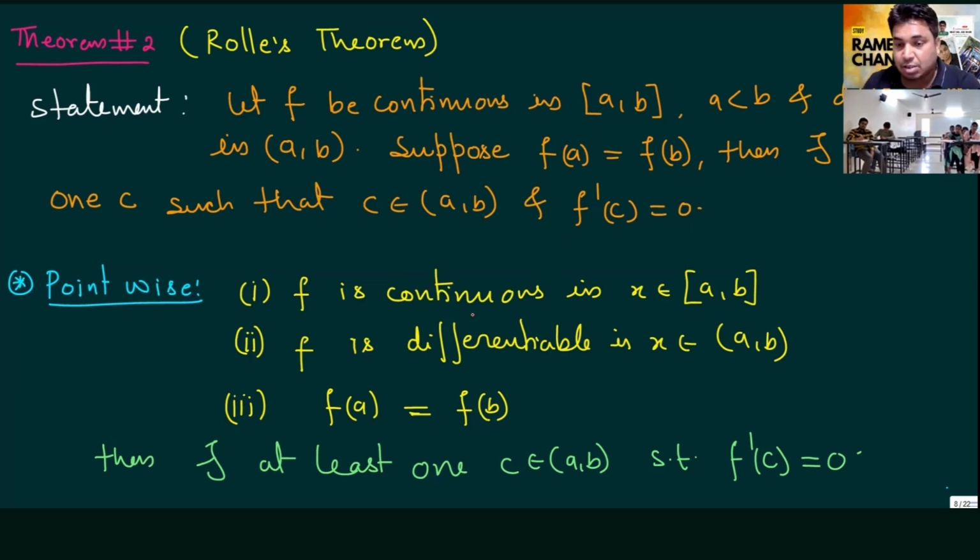So what are the three main conditions to fulfill the statement of Rolle's theorem? Let's understand it point-wise, very clearly. First, f is continuous in x belonging to the closed interval. The first point is on continuity, and the second point is on differentiability: f is differentiable in the open interval a to b. And the third point is a necessary condition: f of a must be equal to f of b, meaning the function attains equal values at both ends of the domain. If these three conditions are true, then we can always get a number c in between a and b such that f dash c equals 0.